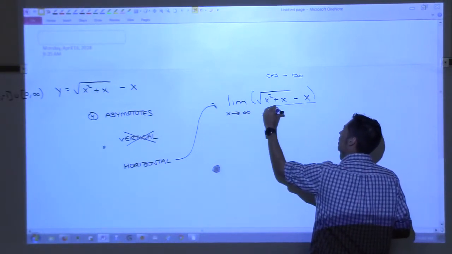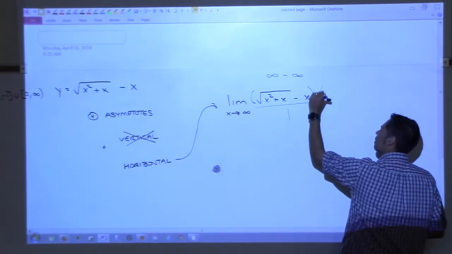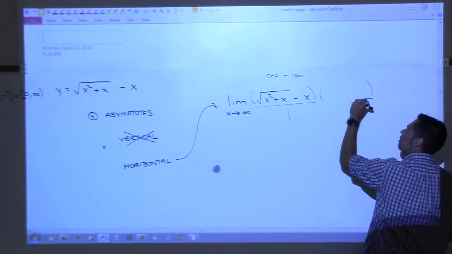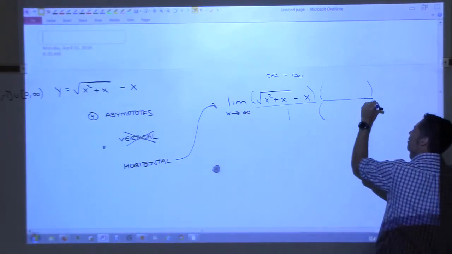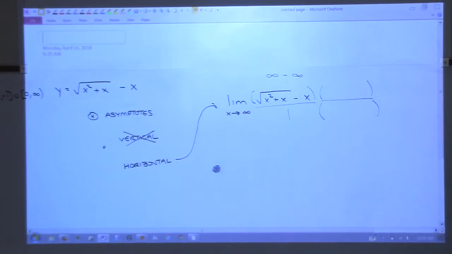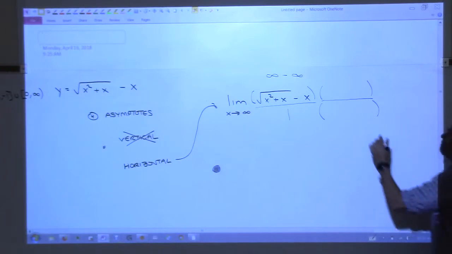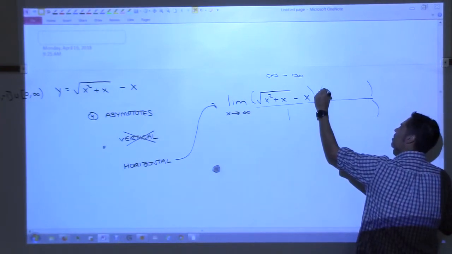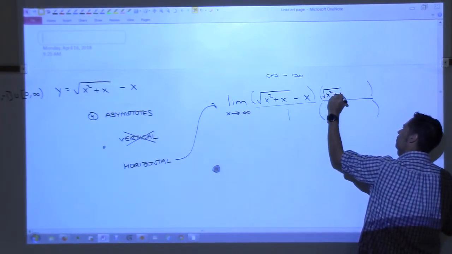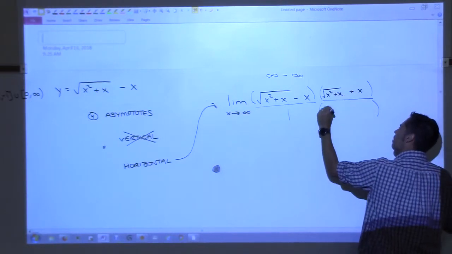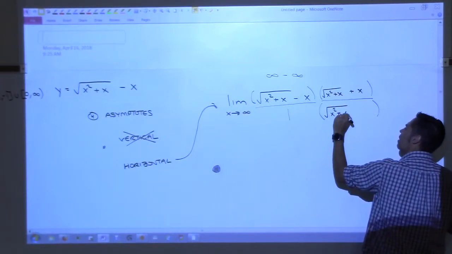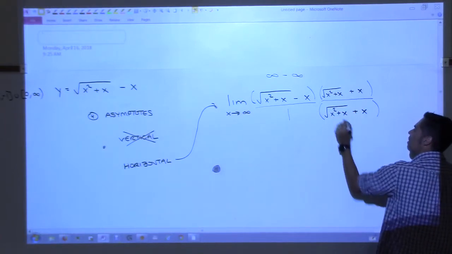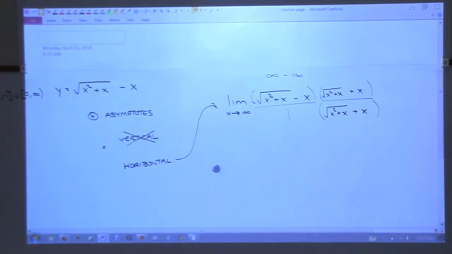Tell me when you know what I'm going to do. Ah, there we go. I'm going to do the conjugate to get rid of the root, and not only that, look at this conjugate. When I put this conjugate in here, the conjugate does not have the problem of infinity minus infinity. It's infinity plus infinity. So that would be infinity. But it should help me, hopefully. This may not work, but it should help me.